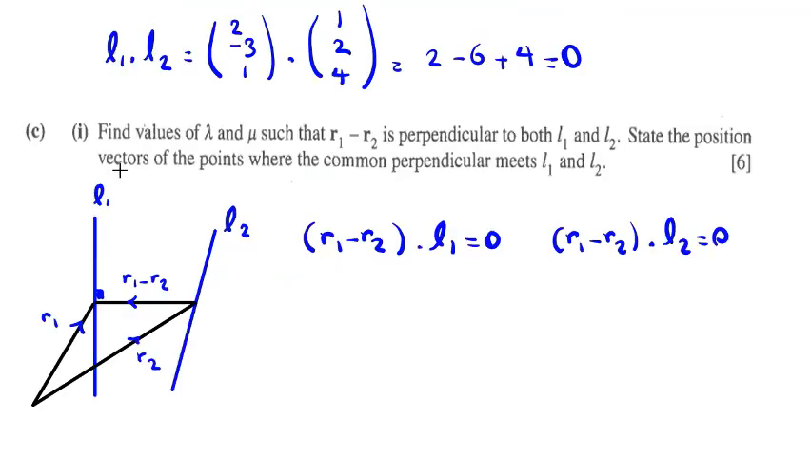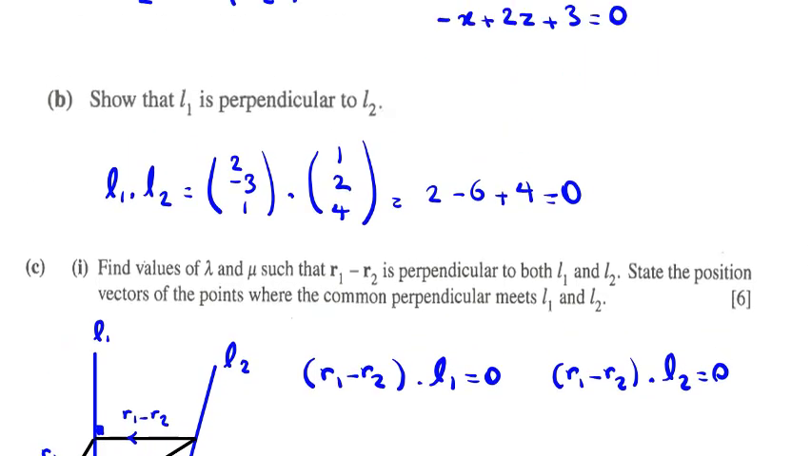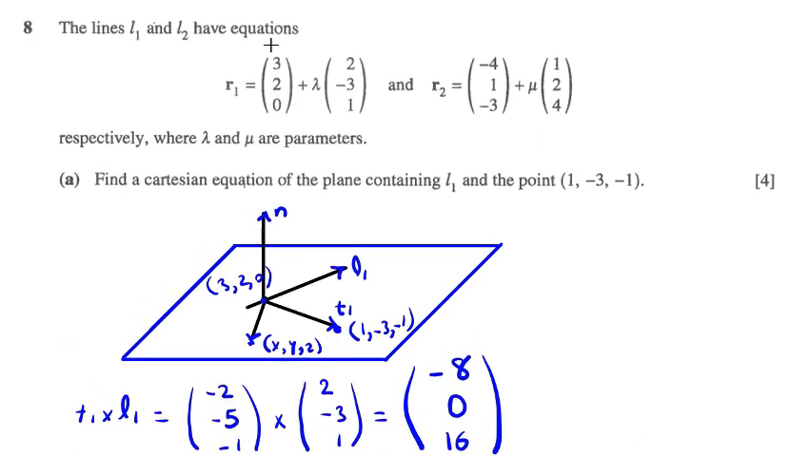Okay, part C, first part. R1 minus R2 is perpendicular to L1 and L2. State the position vectors of the points where the common perpendicular meets L1 and L2. So we should find these two points, R1 and R2. Because R1 minus R2 is perpendicular to L1, (R1 minus R2) dot L1 equals 0, and (R1 minus R2) dot L2 equals 0. We should copy R1 and R2 here.